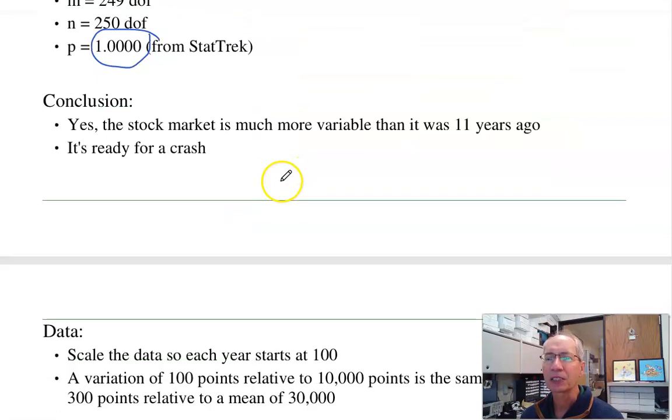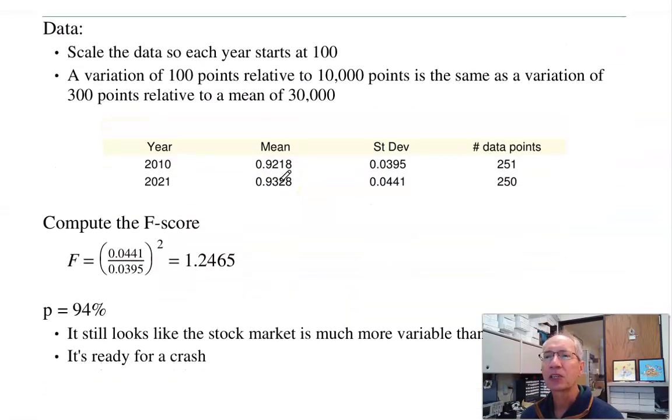So another way to analyze it, let's normalize it. Let's start every year at 100, or at 1. Find the standard deviation for the normalized data, in which case the standard deviation goes from 0.395 to 0.441. Take the F-score, now it's only 1.24. Go to StatTrack and put 1.24 with those degrees of freedom. I get 94%.